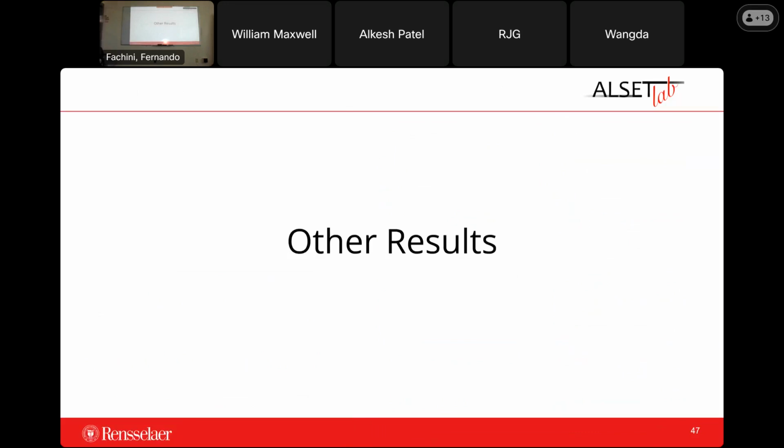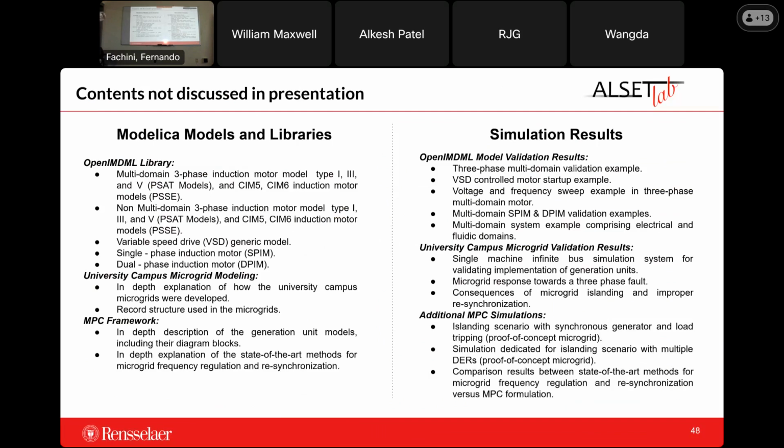Okay, so now that I've gone through the results, I'm just going to briefly mention other results that were not presented here, but were added to the thesis itself. The contents that were not discussed in the presentation were some of the Modelica models and some of the simulation results. These are related to the library that I've implemented for multi-domain simulation of motors, and the validation results that were conducted with this library. All of these include three-phase multi-domain validation examples, up to a multi-domain system example comprising electrical and fluidic domains.